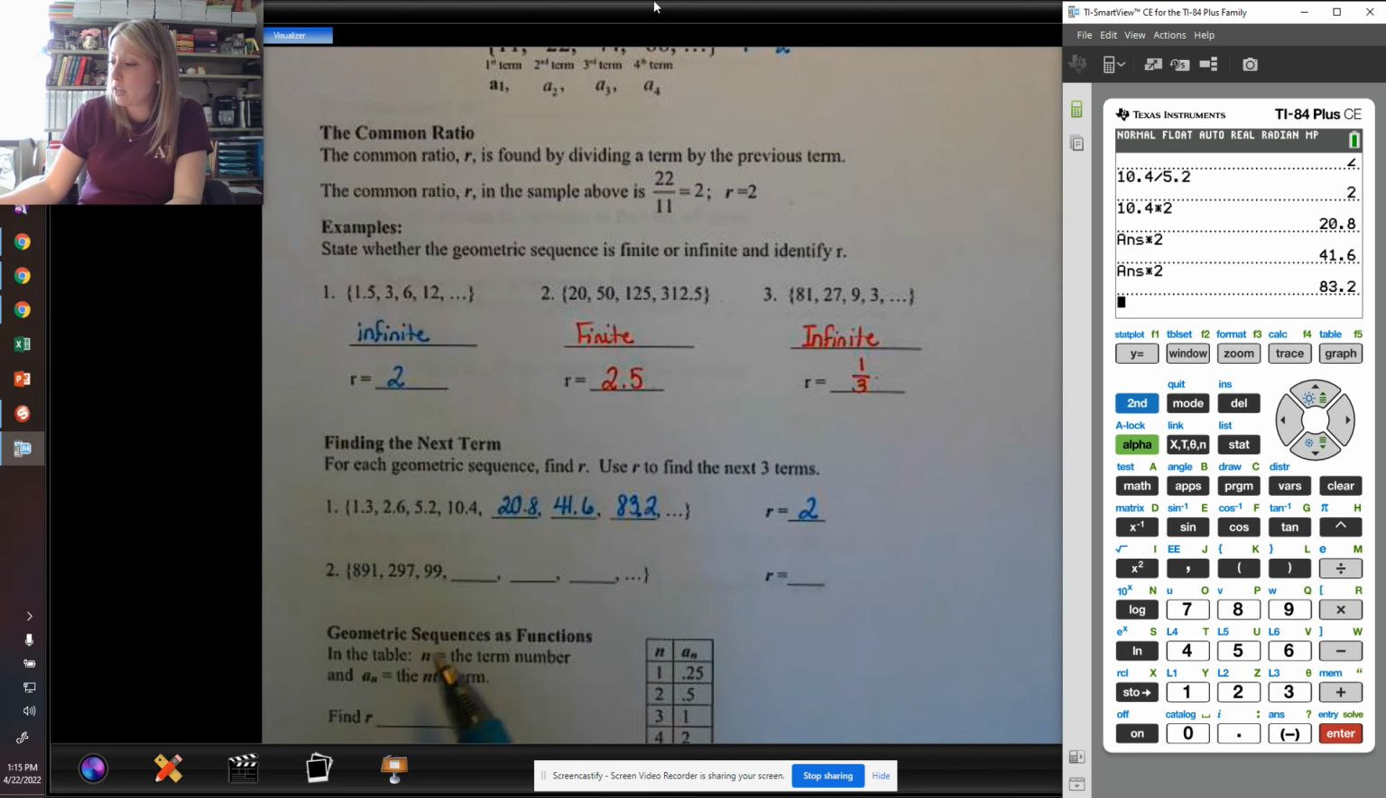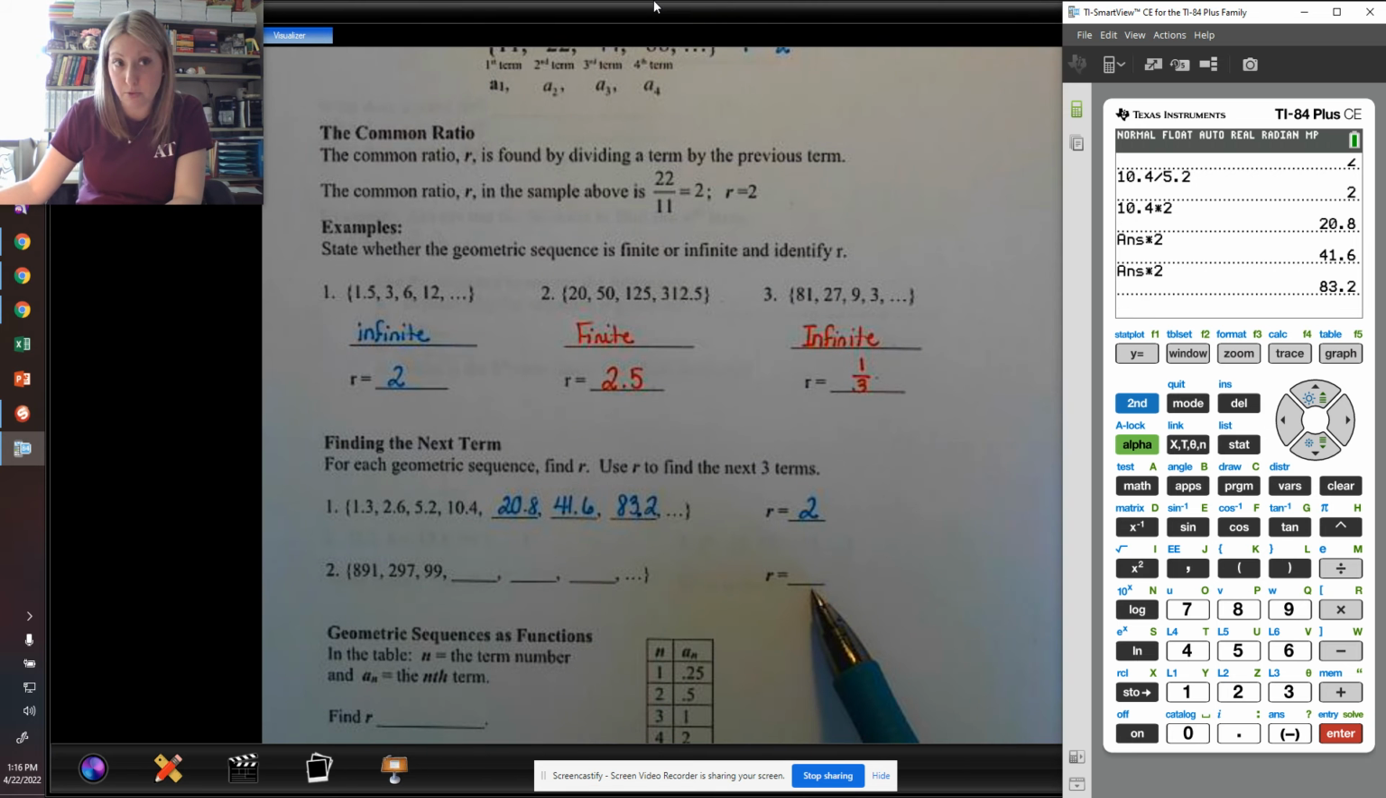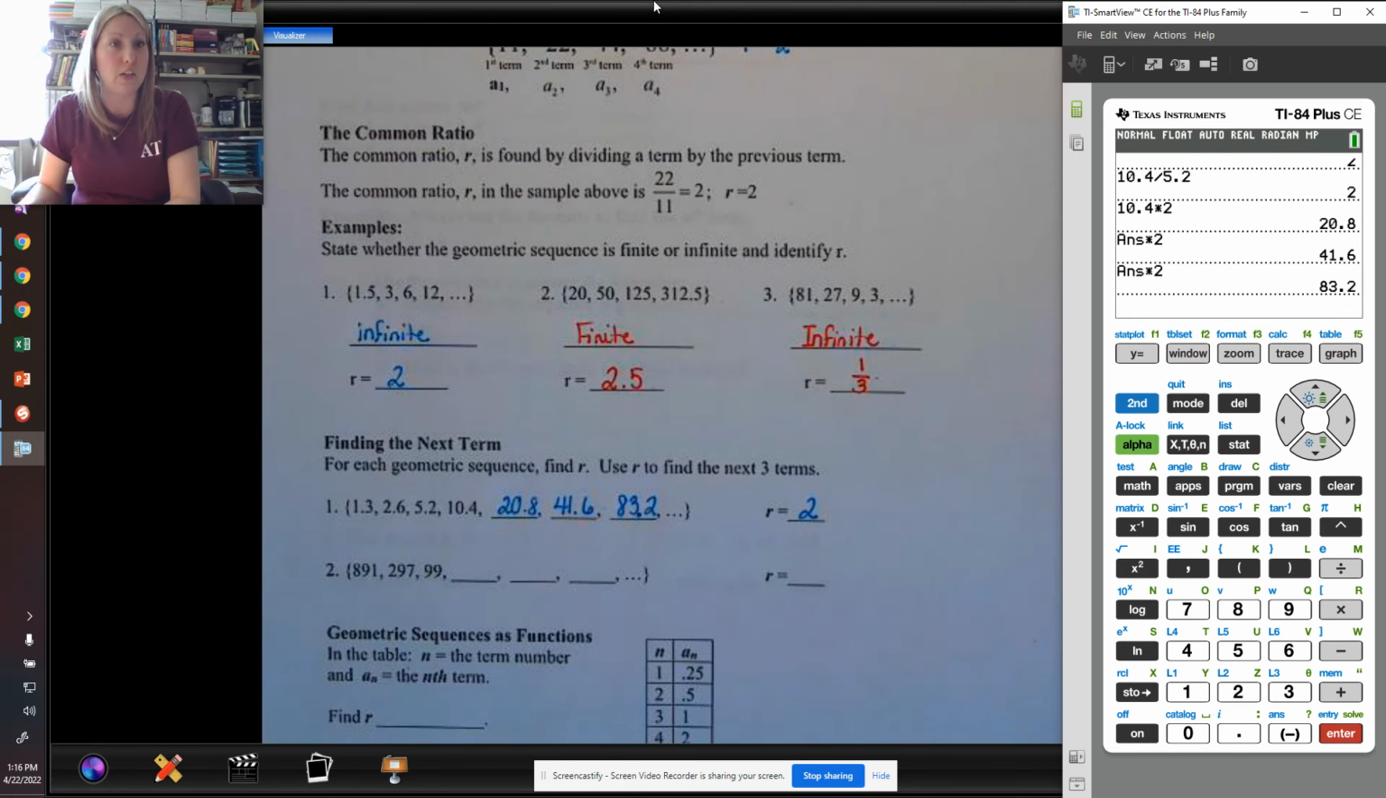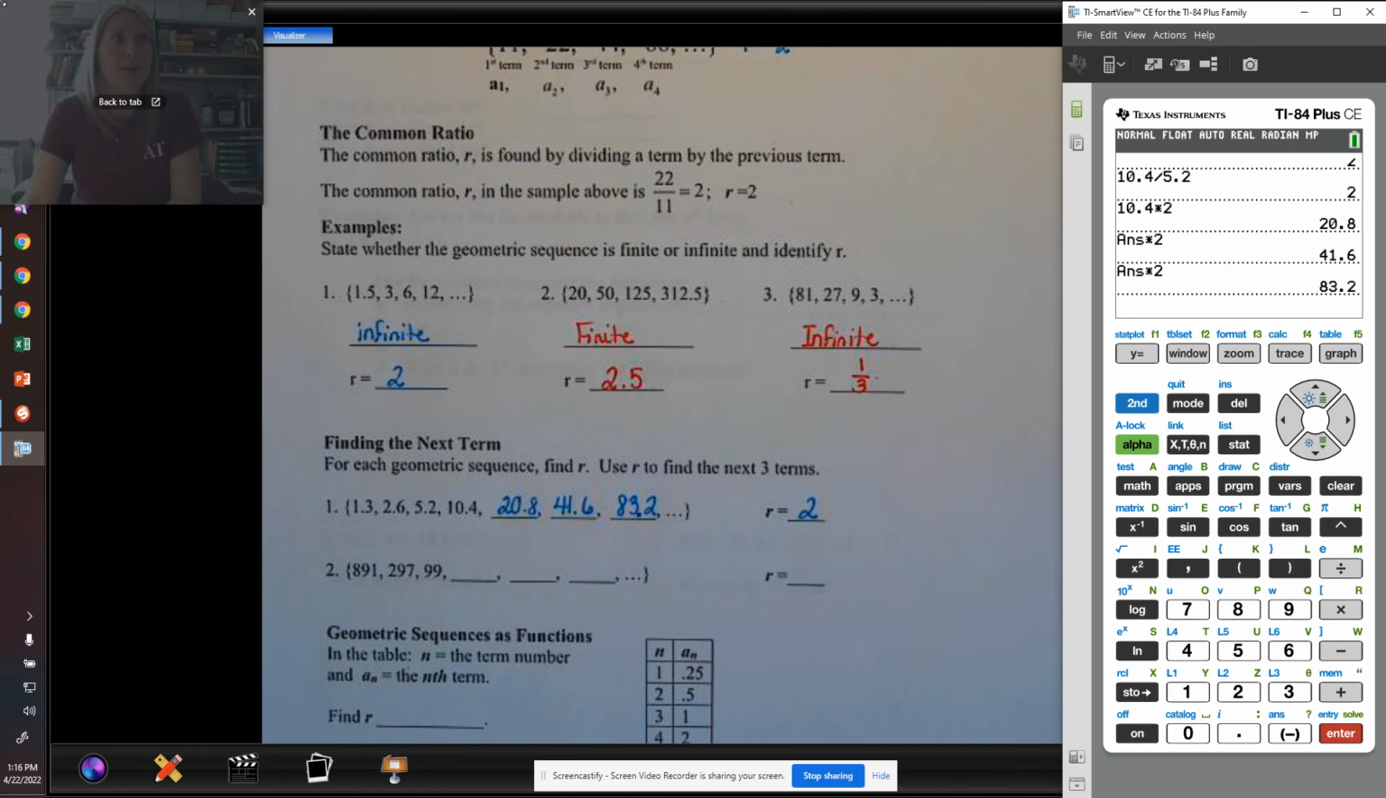So you can see on number 2 here that we are decreasing. Let's see how you do finding our common ratio and then the subsequent 3 terms in the sequence. All right, so go right ahead and give that a shot. Pause it here and give it a shot.